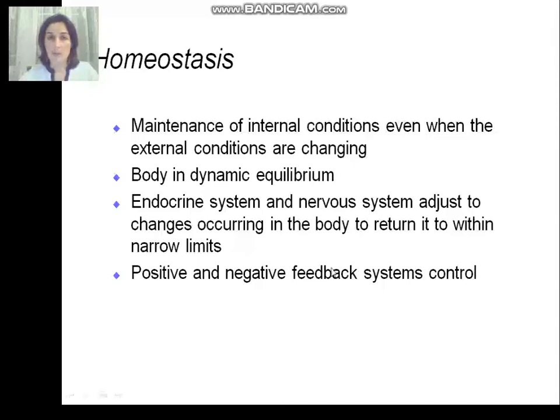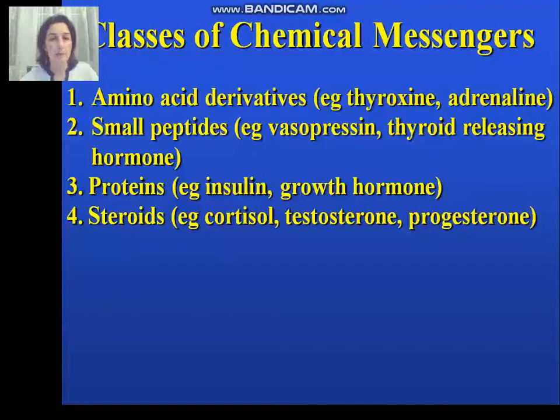The control of the functions of the endocrine organs is provided via the mechanisms of feedback systems. The hormones are biologically active substances, and there are some classifications of them. The more accepted classification is according to their chemical nature.